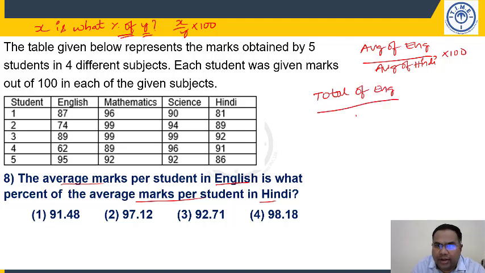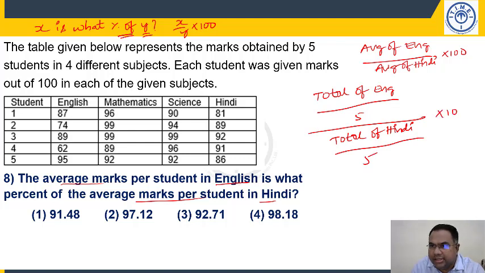1, 2, 3, 4, 5. By average of Hindi, which is total of Hindi divided by 5 students, into 100. 5 will get cancelled. So average of English by average of Hindi into 100 is nothing but total of English by total of Hindi into 100.